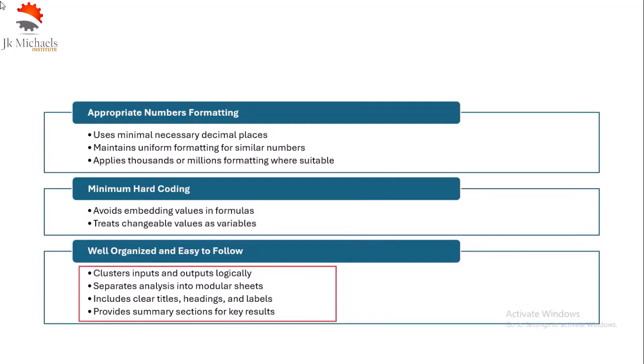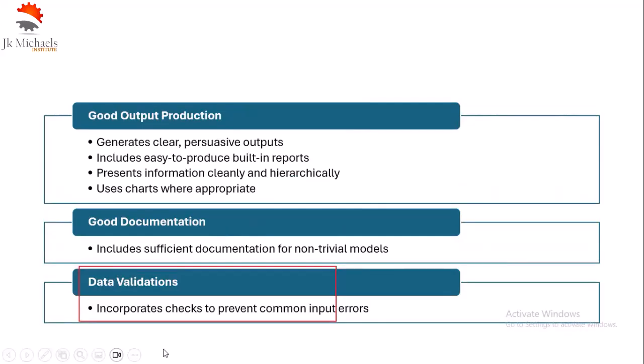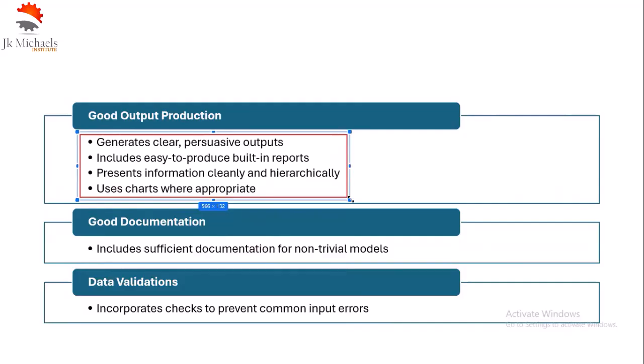And then moving on, we have good output production. Now, what does this mean? Clear and persuasive outputs. It's very important that your output should be usable. It should be simple to understand, easy to use, and easy to communicate. So yes, you want clarity and persuasive outputs. You want easy-to-produce inbuilt reports, right? Information should be clean and hierarchical, right? And then use charts where appropriate.